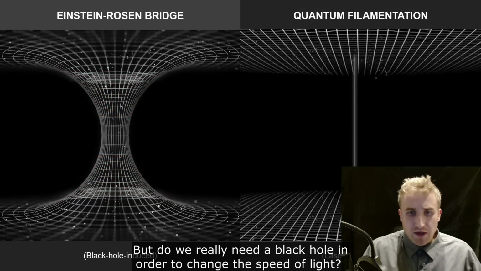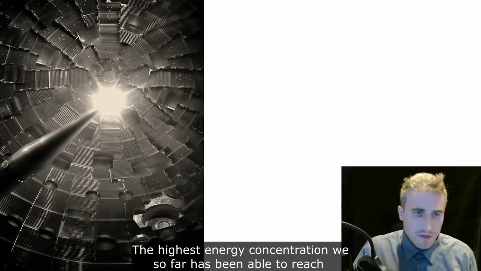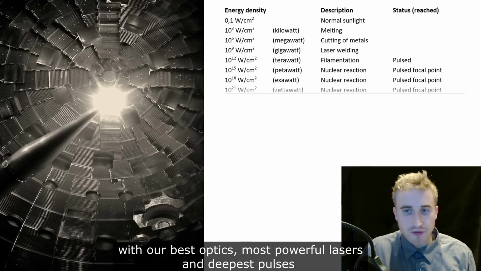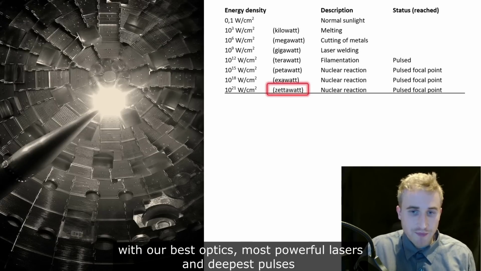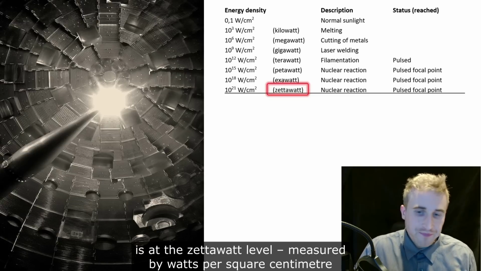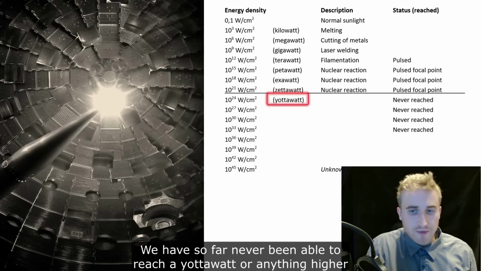But do we really need a black hole in order to change the speed of light? Let us look more into that. The highest energy concentration we have so far been able to reach with our best optics, most powerful lasers and deepest pulses is at the zeta-watt level, measured by watts per square centimeter. We have so far never been able to reach a yottawatt or anything higher.